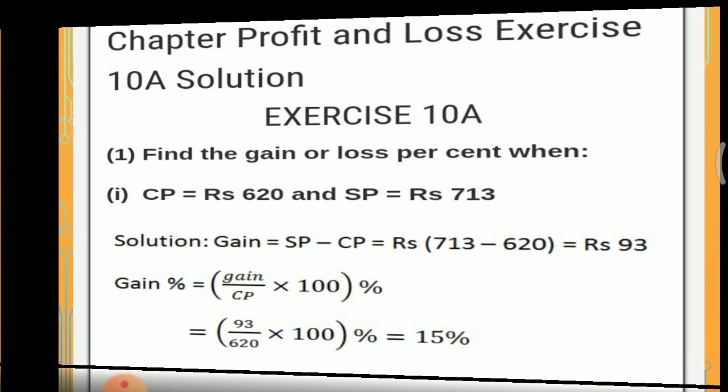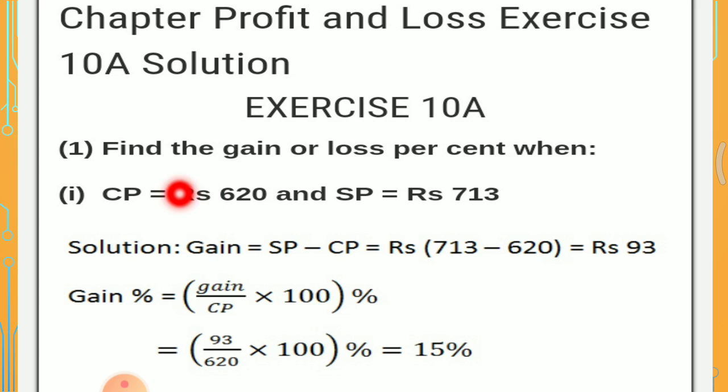Question number 1: find the gain or loss percent when CP is equal to 620 and SP is equal to 713. CP stands for cost price and SP stands for selling price. Solution: at first you see, student, that SP is greater than CP, meaning selling price is greater than cost price. So it is already seen that here we have gain. The formula of gain is equal to SP minus CP, meaning 713 minus 620, so gain is rupees 93.